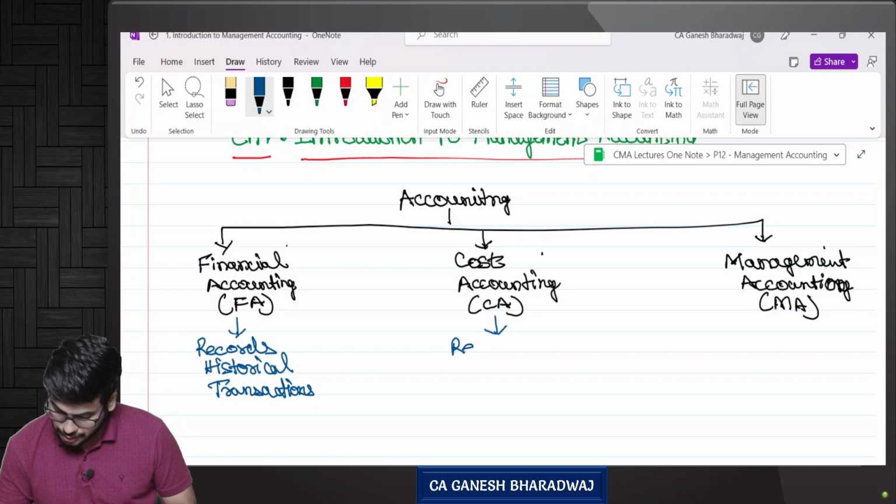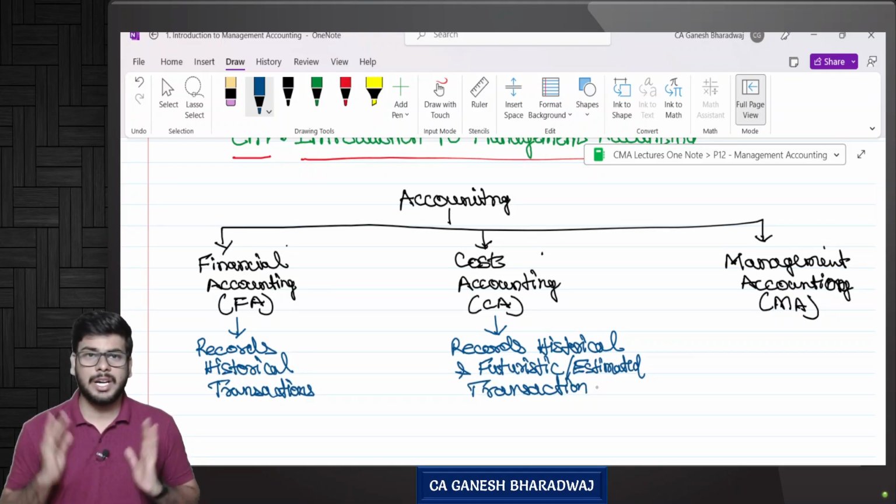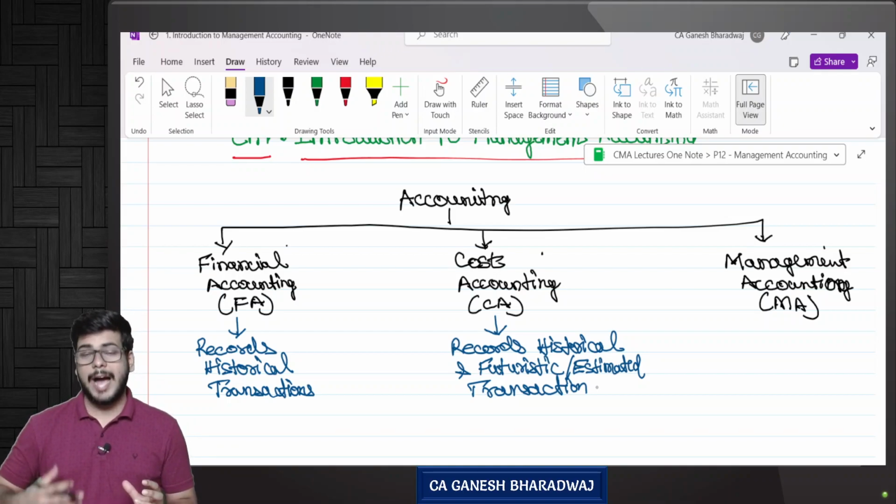Fine. Whereas here, in case of cost accounting, it records historical as well as futuristic, or I can call it estimated, transactions. I will explain. So financial accounting exclusively records your historical transactions. Cost accounting records both your historical as well as your futuristic, estimated transactions.